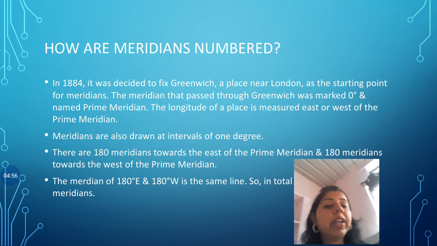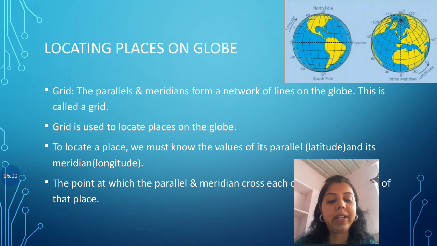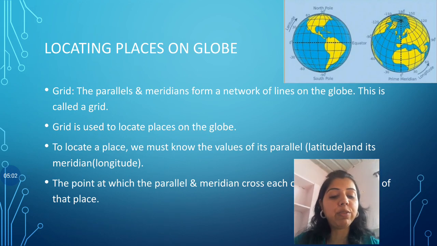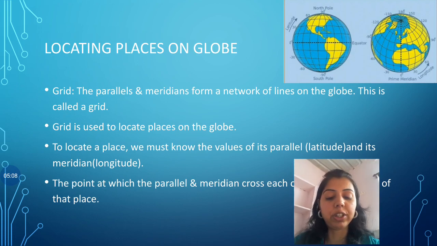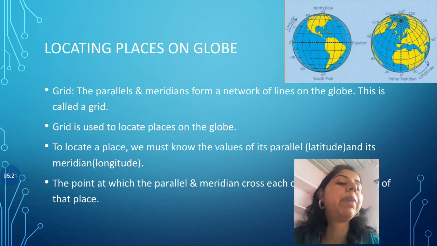Now we will see how to locate a place on a globe with the help of parallels and meridians. The parallels and meridians form a network of lines on the globe. This is called a grid. We use it to locate a place on the globe. To locate a place, we must know the values of its parallel or latitude and meridian or longitude. The place where the parallel and meridian cross each other is the location of that particular place.